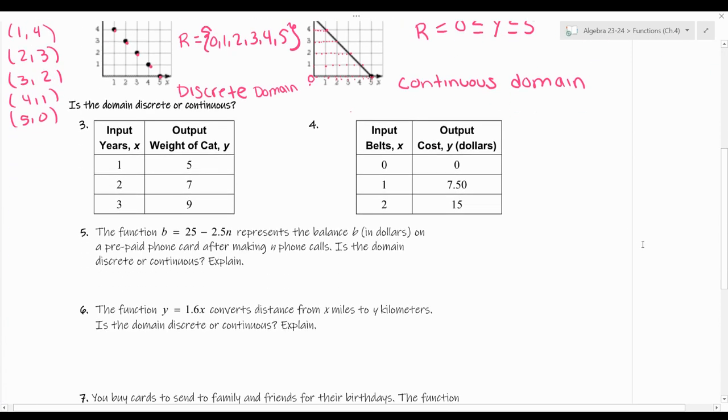Let's really get into how do you know discrete or continuous if you don't have a graph. If you just are given tables, if you're just given a word problem, how do you know? Discrete and continuous domains are where you actually see things in real life.